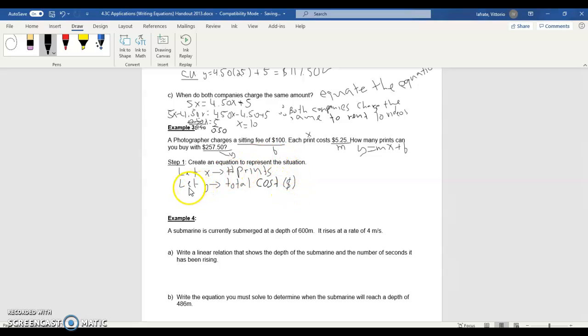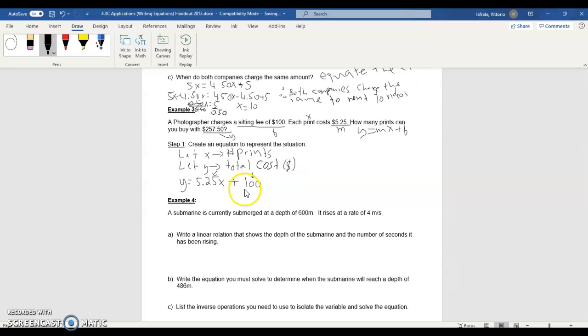So we're going to create an equation to represent this situation. So we're going to have our total cost, Y, is equal to $5.25 per print. Each print costs $5.25, so X, plus the sitting fee. The sitting fee is a flat fee of $100. So this is our B, and this is our M over here.